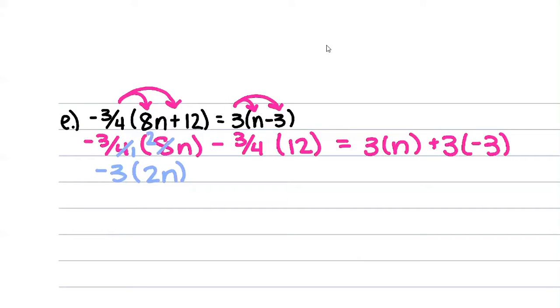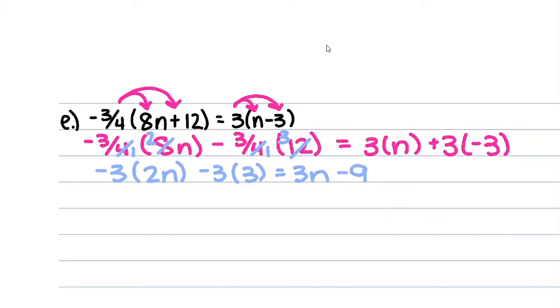Then you can do the same thing with the -3/4 and the 12. The 4 turns into a 1 and the 12 turns into a 3, so -3 times 3 is all you're doing there. We can multiply the 3n and the 3 times -3. That gives us 3n minus 9 on the other side of the equal sign.